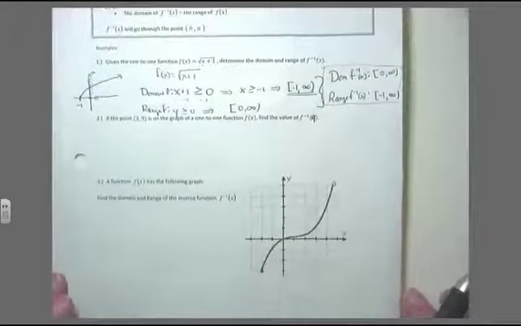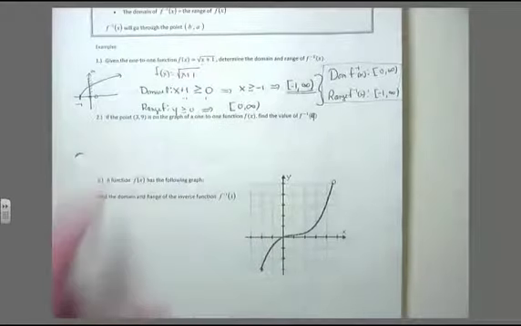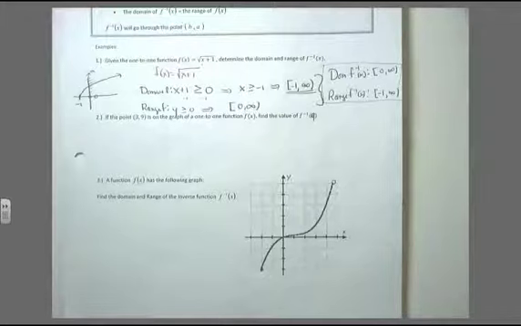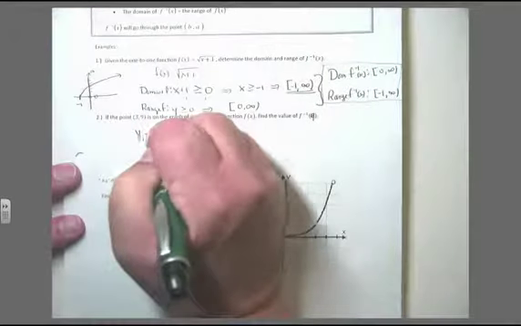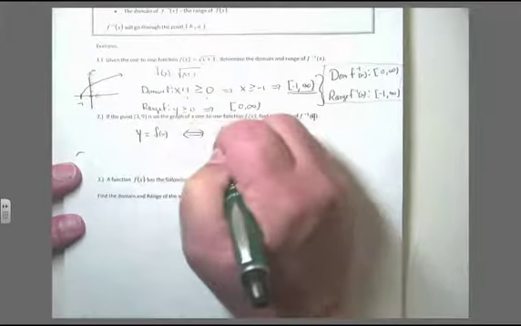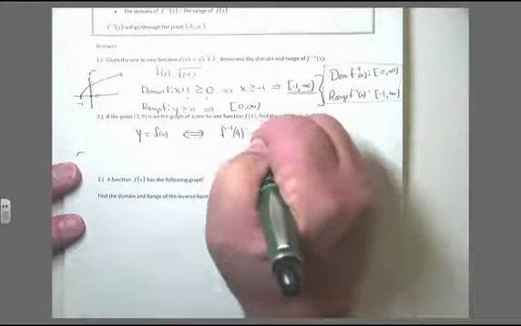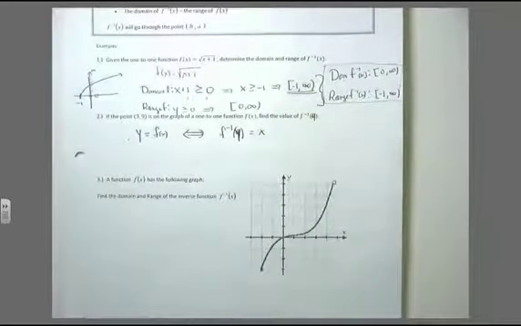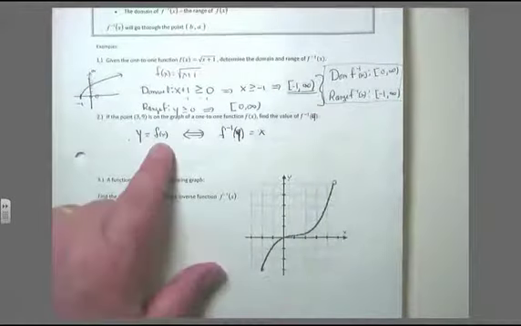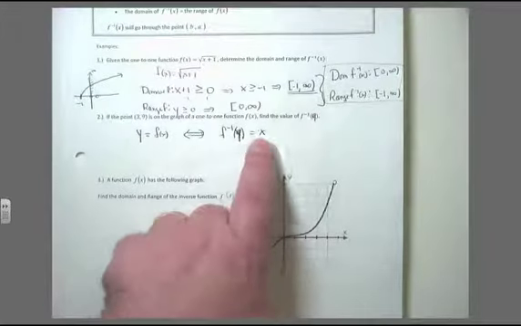There's a typo on this one. So I fixed it on mine, you should fix it on yours. If the point (3, 9) is on the graph of a one-to-one function, f of x, find the value of f inverse of 9. Okay, so in other words, what we're talking about here is this. The standard is y equals f of x, but when it comes to inverse notation, it's f inverse of y equals x.